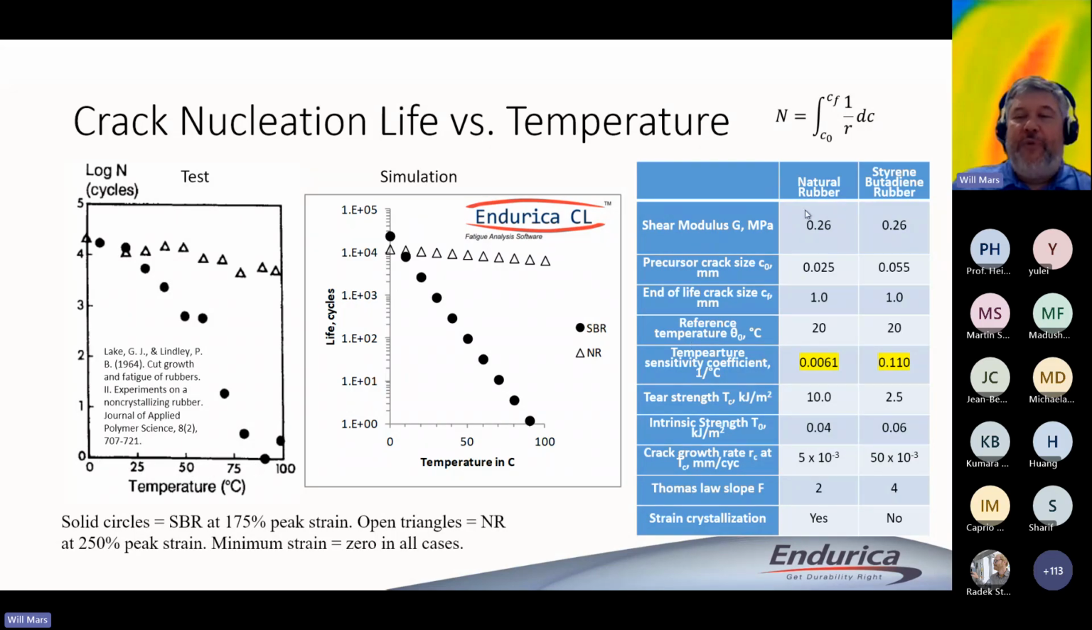So if I take the parameters in this blue table and plug them into the Endurica code, you can see we can replicate this kind of behavior pretty easily. And really this behavior is just coming from the temperature sensitivity of the crack growth rate law. So in both of these, we've got a precursor size. We're just integrating the crack growth rate law. I've highlighted in yellow the parameter which we call the temperature sensitivity coefficient, which you can see for natural rubber is quite a bit smaller, and for SBR is quite a bit larger.